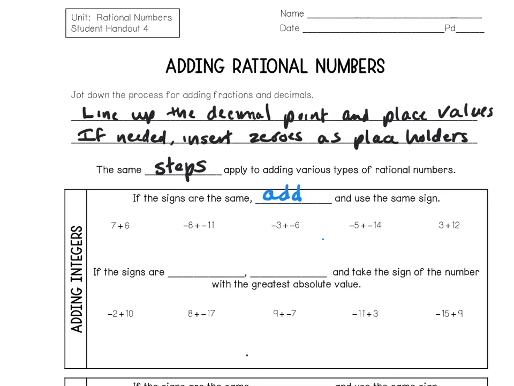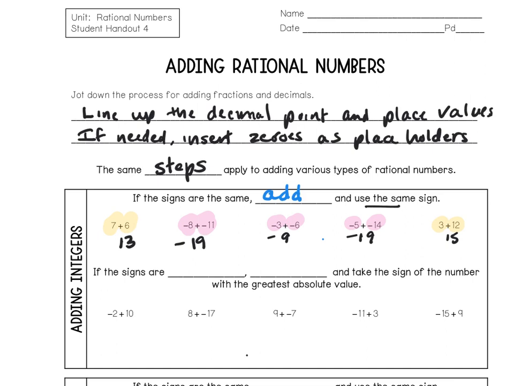I see that these first 2 numbers are positive, and so I'm going to add their values. 7 plus 6 would be positive 13. And then the next example, I see that this is a negative number and this is a negative number, so they're the same sign, so I'm going to add their values. Their absolute values together are 19, and I'm going to use the same sign, so it's negative 19. So I'd like you to complete the next 3, so pause the video and start up again after you've done that.